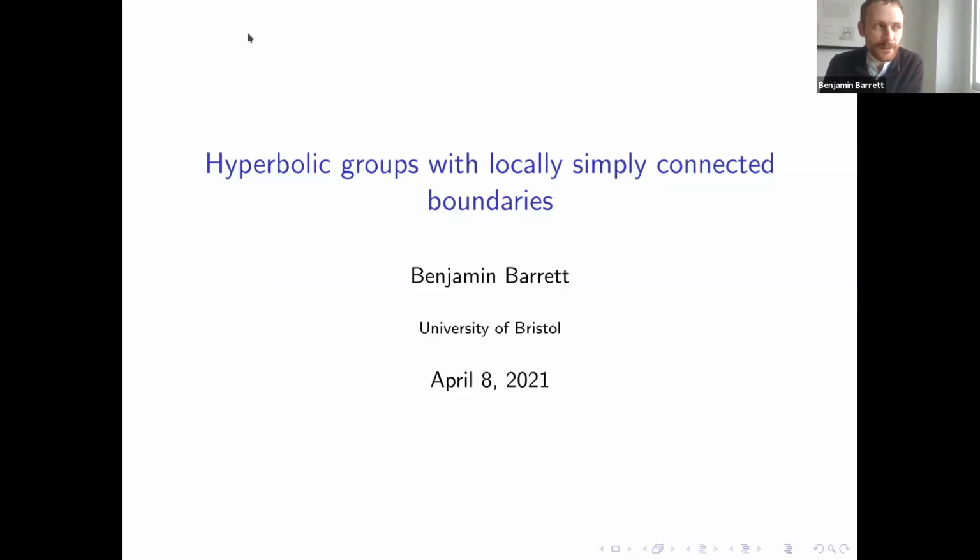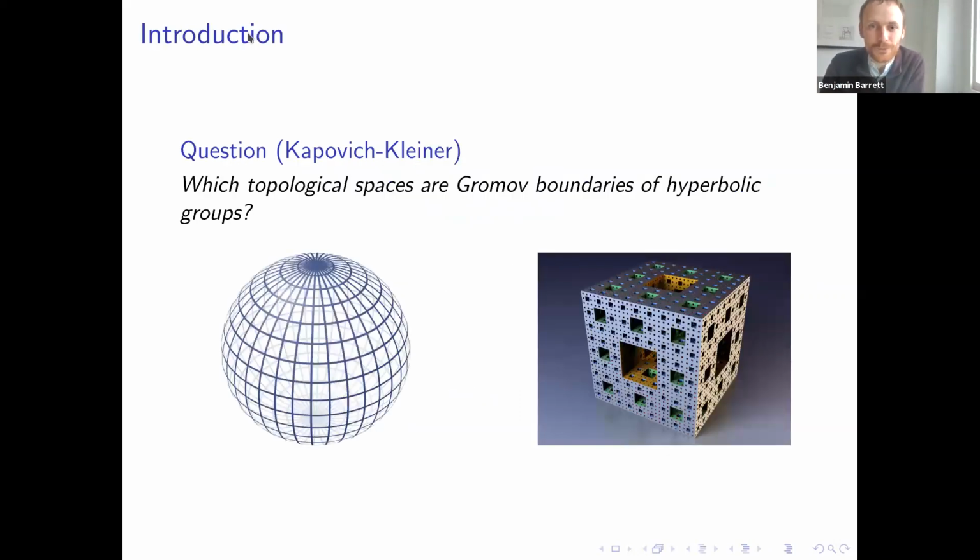I'm not going to be talking so much about how group theoretic properties of groups are reflected in the topology of the boundary. I'm just going to be talking about what the topology of boundaries of hyperbolic groups can be like. So I'm talking about really the most simple sort of question you could ask about boundaries of hyperbolic groups. This question here, which as far as I can tell was originally asked by Kapovich and Kleiner, is just which topological spaces are Gromov boundaries of hyperbolic groups.